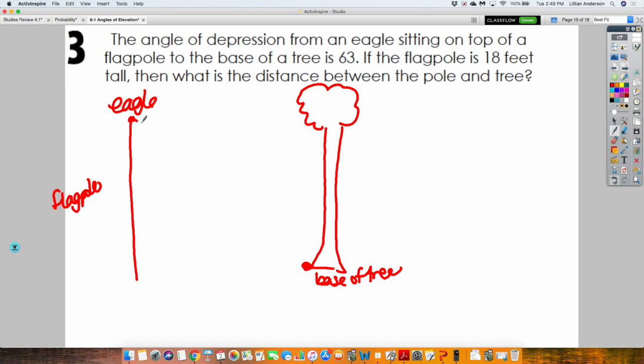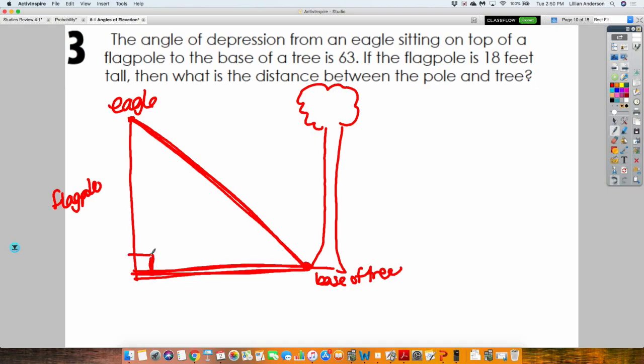The hypotenuse for this particular triangle is my line of sight connecting the eagle to the base of the tree. Where should I draw my right triangle? Flagpole base to the base of the tree. So here is my right angle. I know that the flagpole is 18 feet tall, so I'm going to put that in here. But now the question, where does the 63 go? So right here? It does not go there.